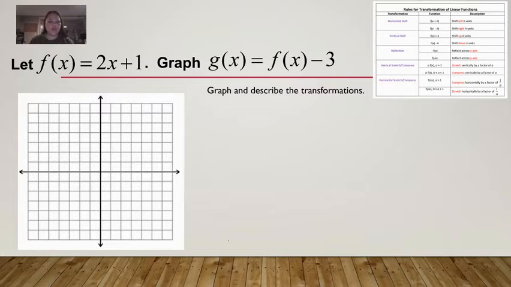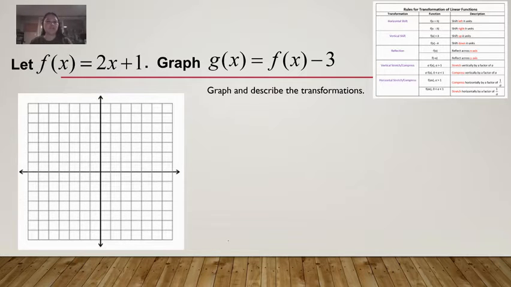All right, guys, now we are going to be given an actual function that is not going to be in parent function form. It's just a function. So for example, f of x is equal to 2x plus 1. I'm going to go ahead and graph that, and that's going to be the original function. That's why we call it f of x.